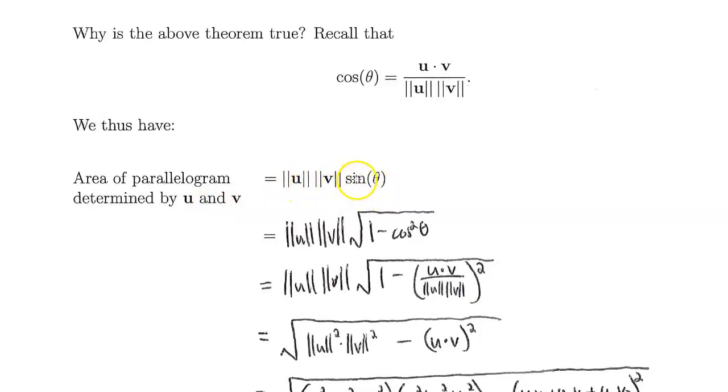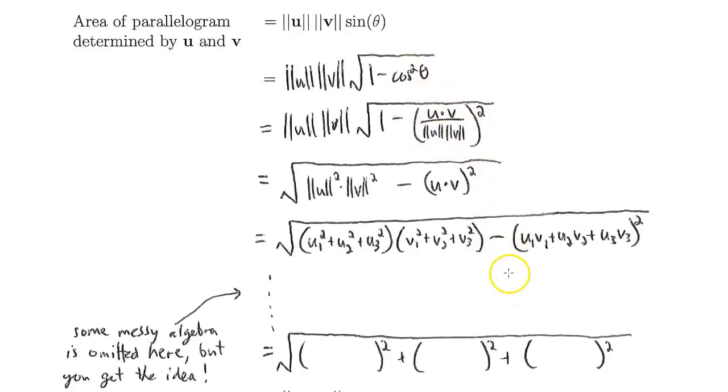Now remember sine squared theta plus cosine squared theta is equal to 1. So sine theta is the square root of 1 minus cosine squared theta. But what's cosine squared theta? It just means cosine theta, that whole thing squared. But cosine theta, according to this up here, was u dot v over the norm of u times the norm of v.